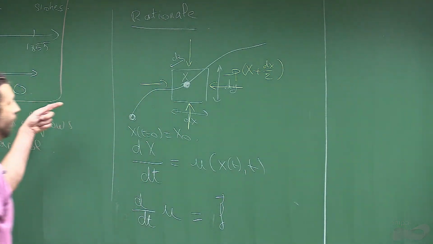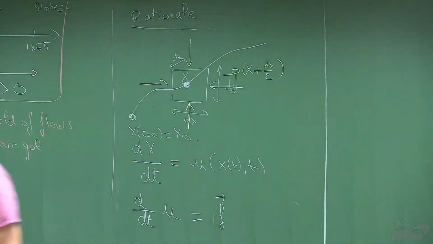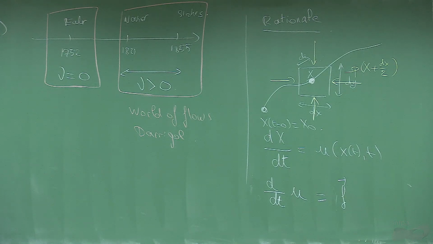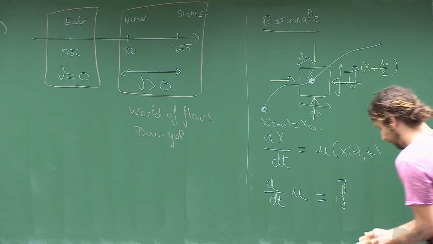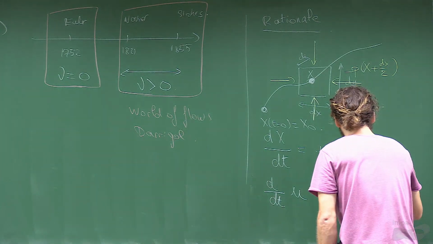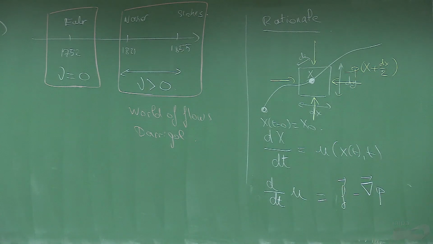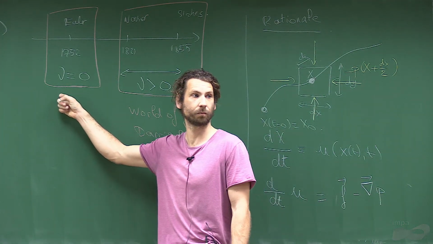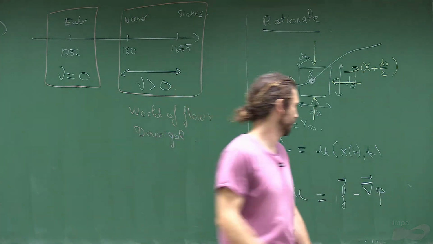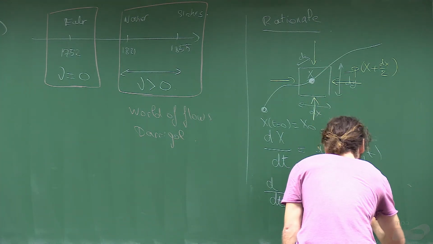And so if you combine all these effects, this is what will give you this term here with a minus because of this direction here. So we have a minus grad of p. Okay? And so basically, if you stop here, you're at this level, divided by rho, indeed.